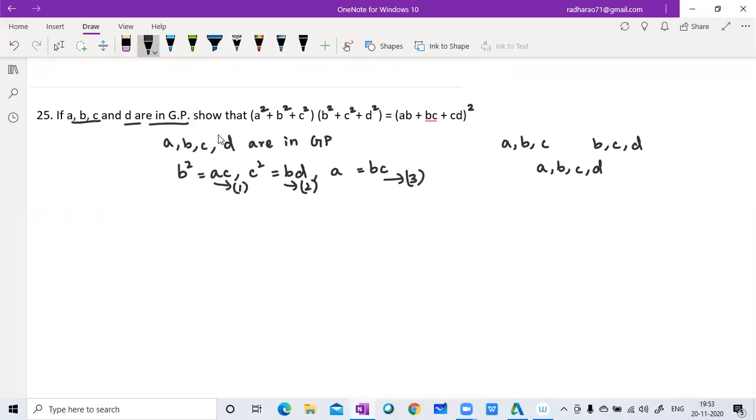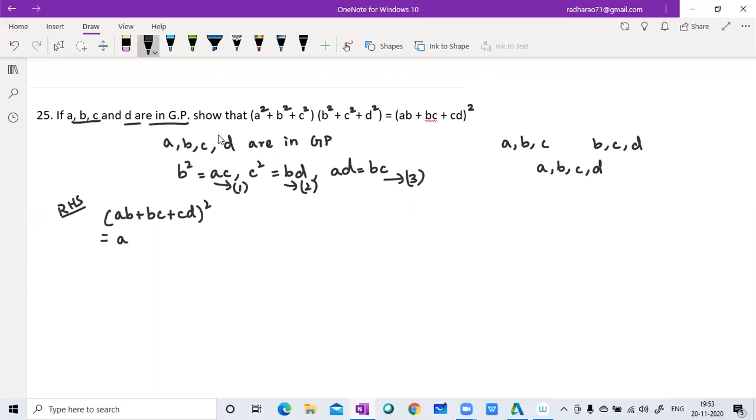It is AD = BC, that I have taken as equation number 3. I have to prove (a² + b² + c²)(b² + c² + d²) = (ab + bc + cd)². So to prove this, I'll take the RHS first. What is the RHS? (ab + bc + cd)².